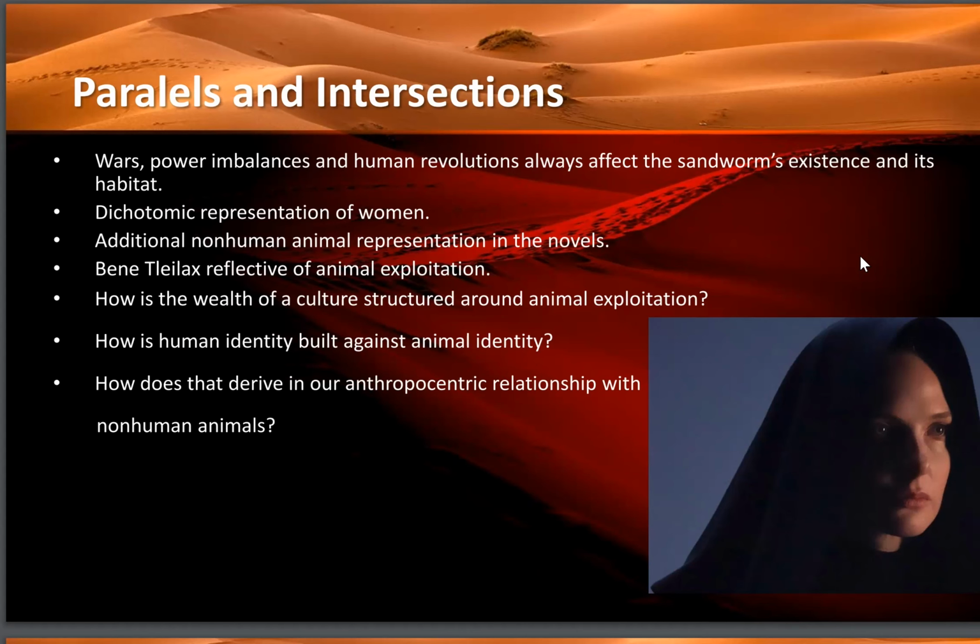And considering the importance that spice has in this fictional universe and the essential role that sandworms have in its existence, their exploitation with this end, as well as their symbiotic relationship with the ecosystem of Arrakis and the human beings they share their planet with, they serve as a reflective example of many of the relationships that are established between humans and non-human animals in our world.